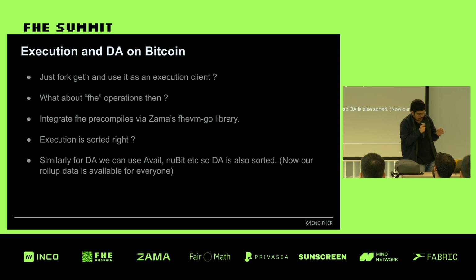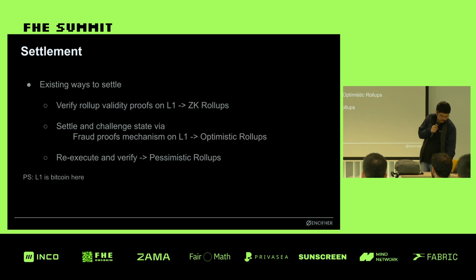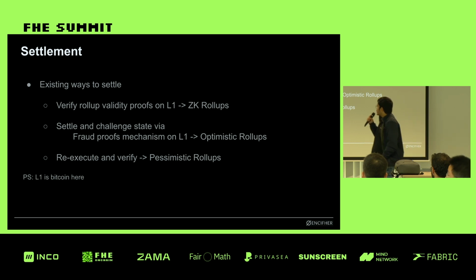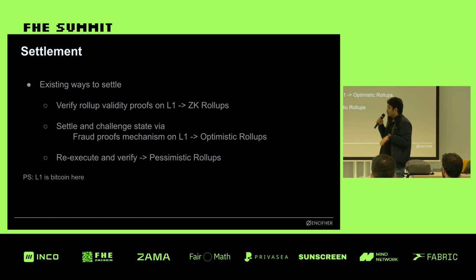The main issue comes at the point of settlement. The existing ways to settle for a particular rollup are validity proofs for ZK rollups, fraud proofs for optimistic rollups, and re-execute and verify for pessimistic rollups. Things will get a bit more interesting when we talk about all these constructions in the context of Bitcoin. But just to state the fact, these are the three rollup constructions we have currently.